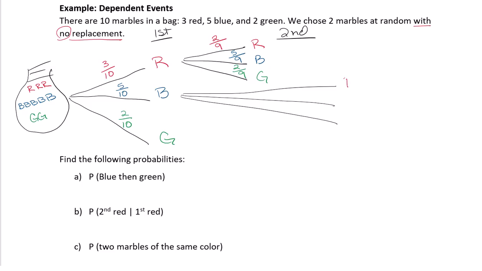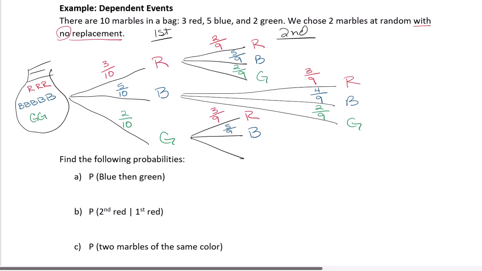If we picked blue, then for the red, we have all 3 red, but out of 9 marbles. If we already picked a blue, that means we have 1 less blue, 4 out of 9. And then green, we have all green left out of the 9. If you want to pause and see what you think the branches will be here for the green, go ahead. Otherwise, we have 3 out of 9. The blue is 4 out of 9. And the green, since we already picked 1 green, leaves us with 1 green out of 9.